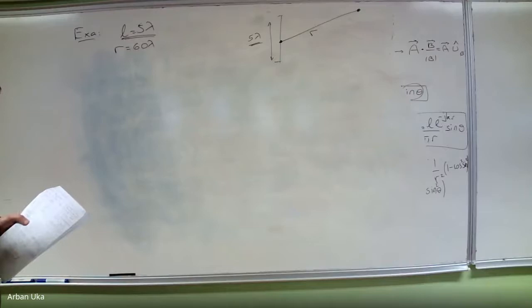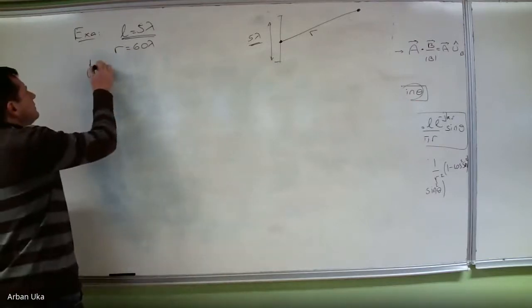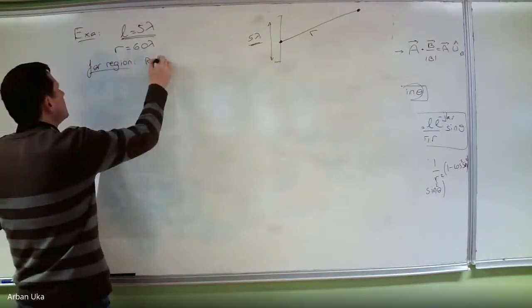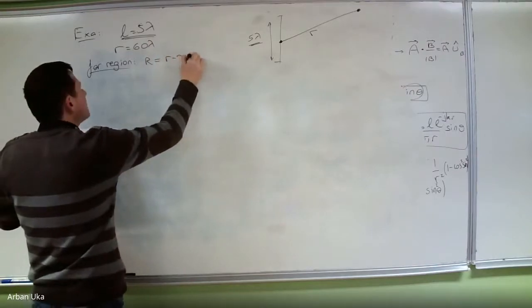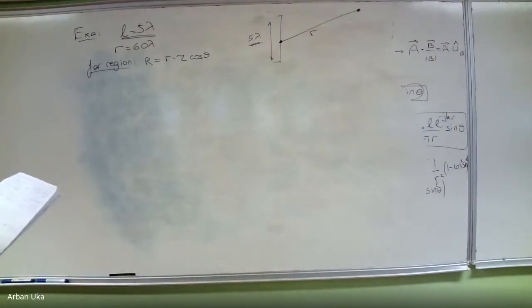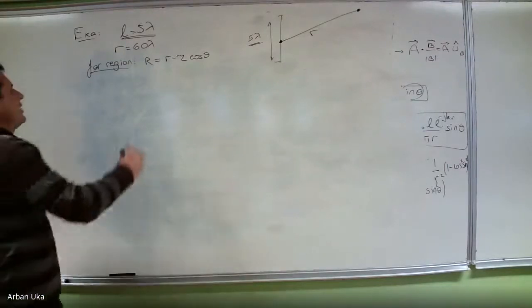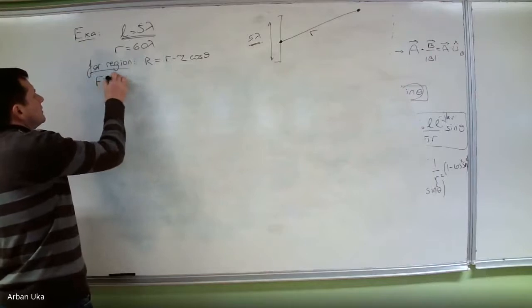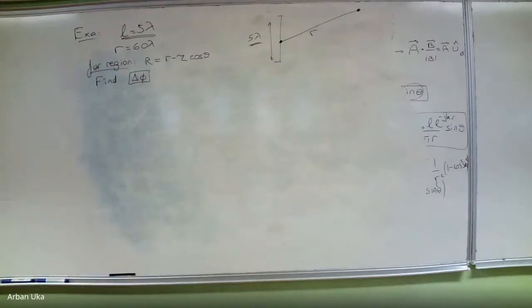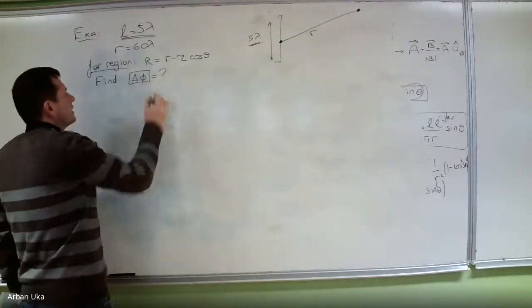Let's assume that we are in the far region, and in the far region, R is equal to R minus Z cosine theta, okay? If this is in the far region, the question can be, what is the phase change? So let's try to determine what is the phase change.